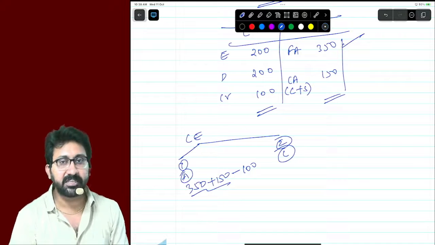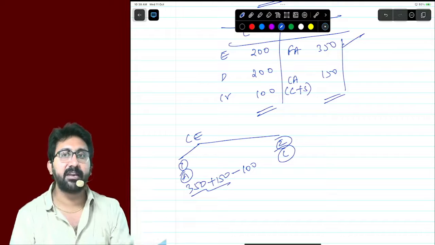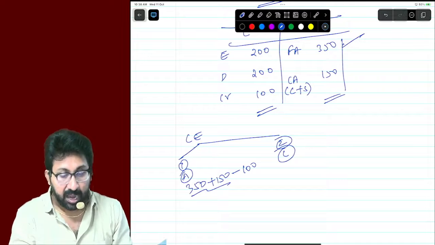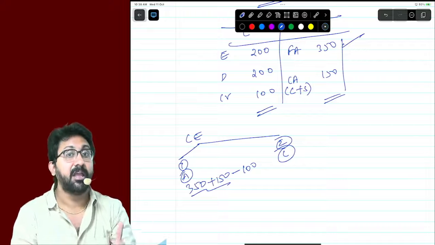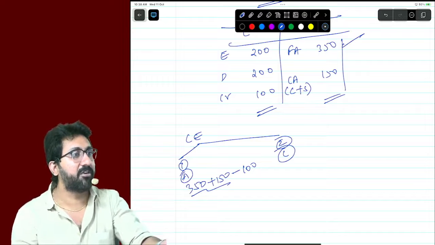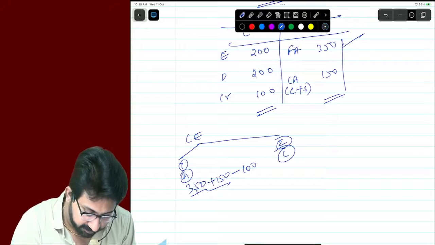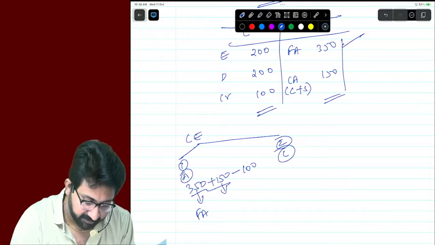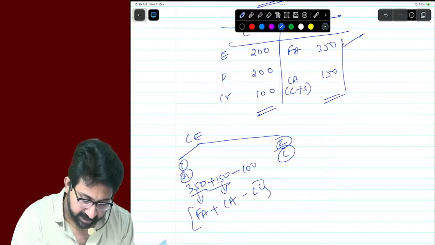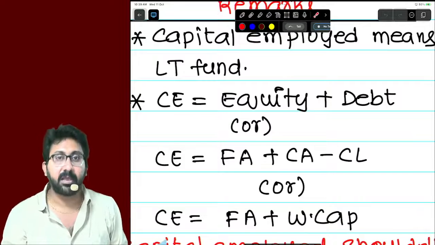How much is a fixed asset? 350. How much is a current asset? 150. How much of fund outflow is there totally? 350 and 150. But in this 150, how much is no fund flow? 100. Therefore, when there is no fund flow, there is no capital infused into that. Reduce it. So what is 350? Fixed assets. What is 150? Current asset. What is 100? Current liability. This is the formula for fixed asset plus current asset minus current liability. That is the formula for capital employed.